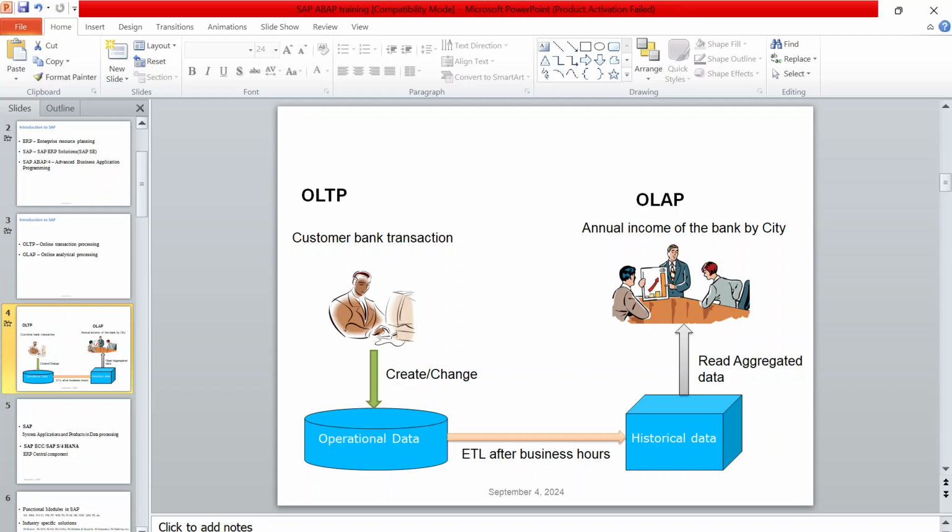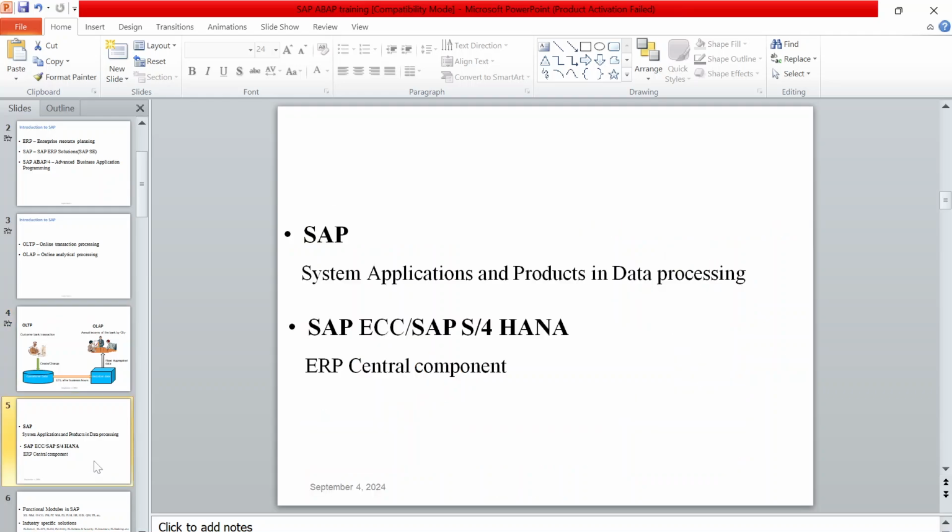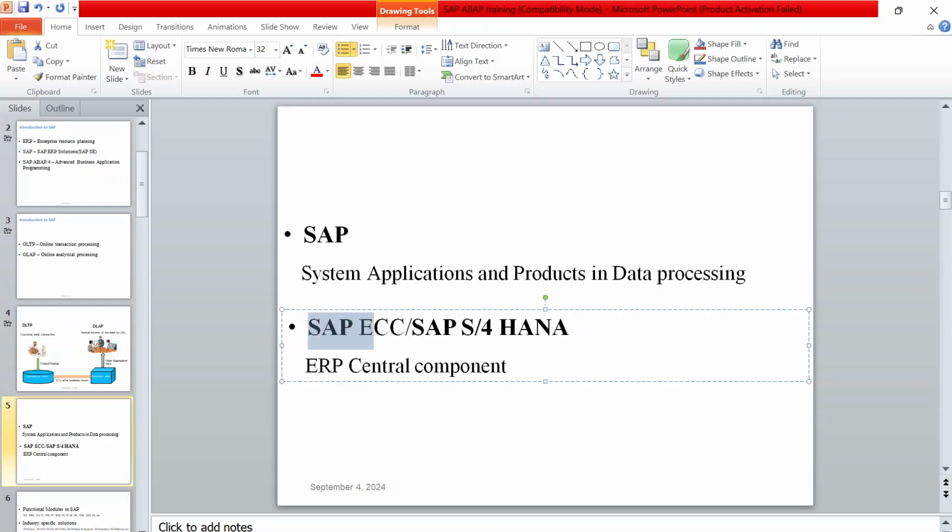Is everyone clear on this? Yes, sir. So again, there are different versions of SAP ERP. The old version of SAP ERP is SAP ECC. Still, many projects are running on SAP ECC because they don't want to upgrade to the new version, SAP S4 HANA, right? The current version of SAP ERP is SAP S4 HANA, and every year or every 2 years, they release a new version of SAP S4 HANA.